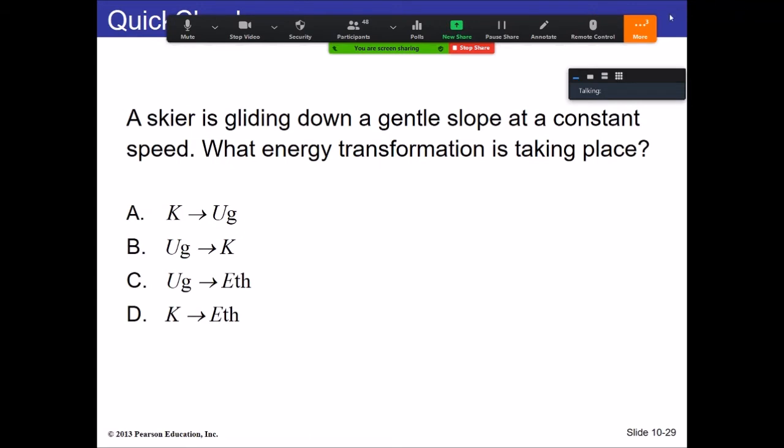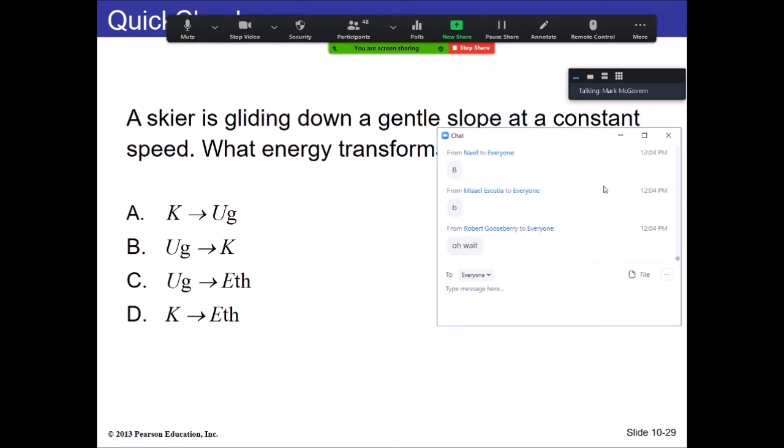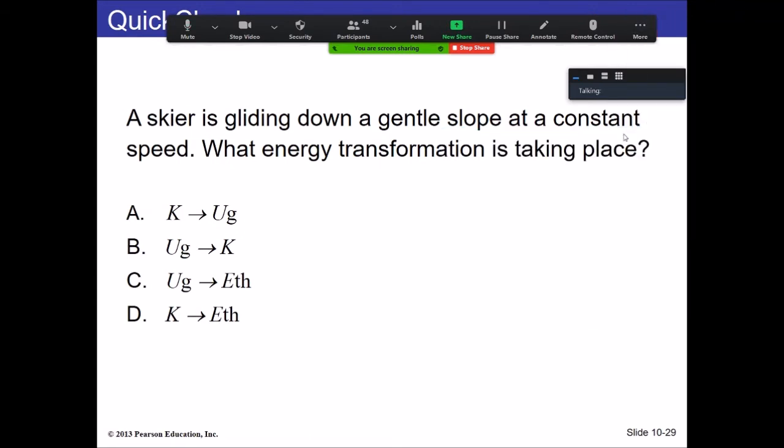Could it be because the energy stored? Could it be the energy stored? Like how it's losing in a way? Not quite.